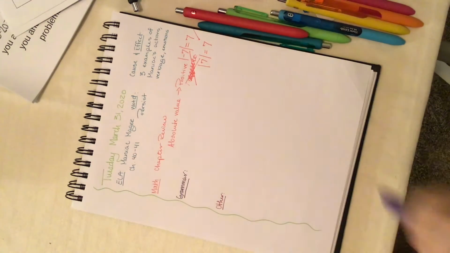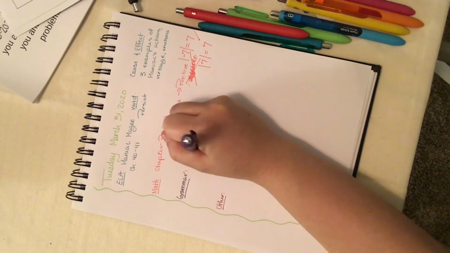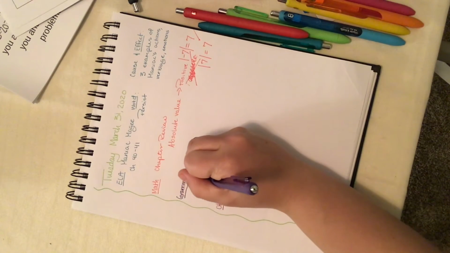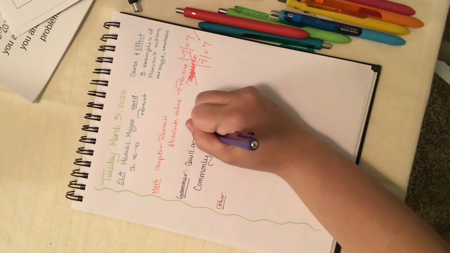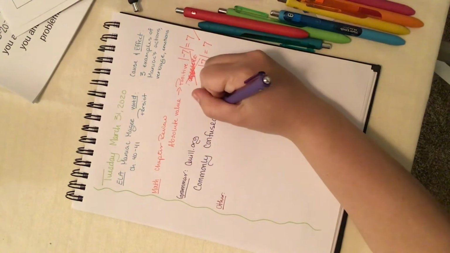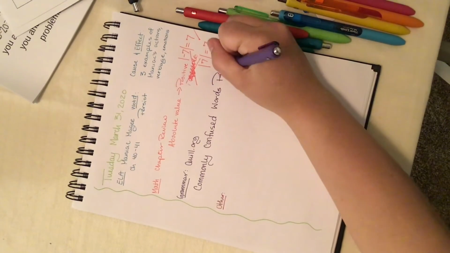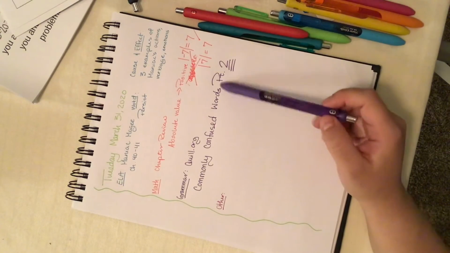So, yeah, cool. Okay, so we are working on quill.org. And you are doing commonly confused words. Part two, part dos, part two. No, that's three. Trois is three. So part two. All right. So just make sure you do that. Okay. Take your time doing it.